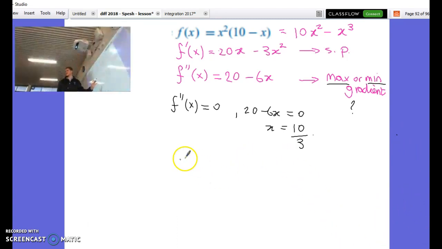And then what else could we use then to suggest if it's going to be a maximum value or a minimum value? 10 on 3 into which function? The derivative. Yep. Okay, so because we're talking about a gradient, we want to use the gradient function to figure out if we're going to get a maximum gradient number or a minimum gradient number. So sub x equals 10 on 3 into f dash.